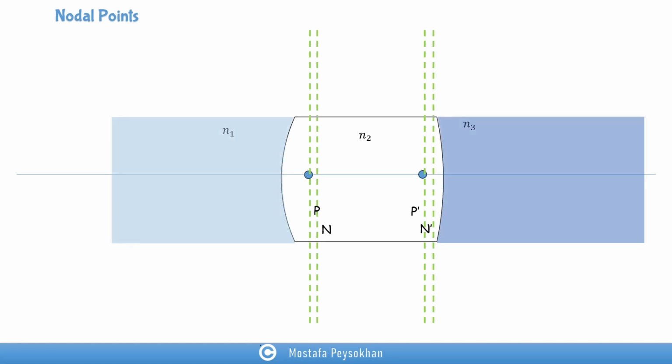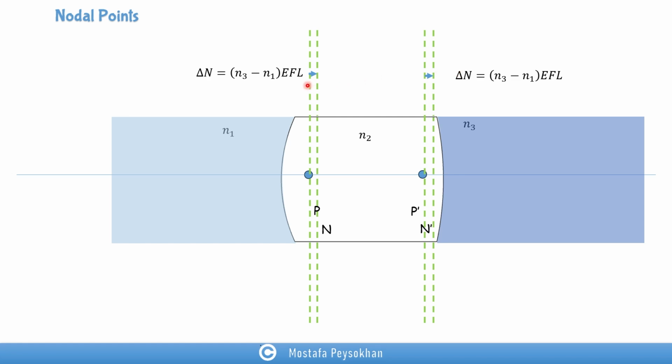Now, let's say in another scenario you have two different refractive indices on both sides, n1 and n3. In this case, we have a shift, and that shift can be calculated by this equation. We usually use delta n. Delta capital N is equal to n3 minus n1 times the effective focal length. So the shift in the nodal points from the principal points can be calculated by this equation. And for both sides, we will have the same amount of shift.